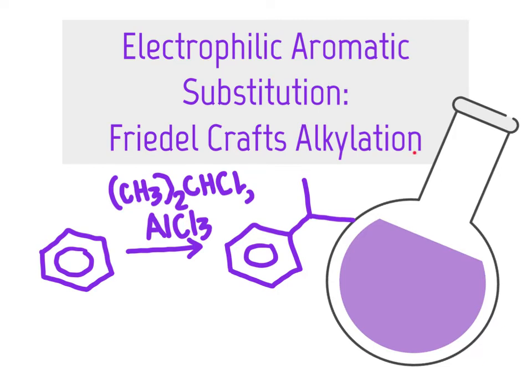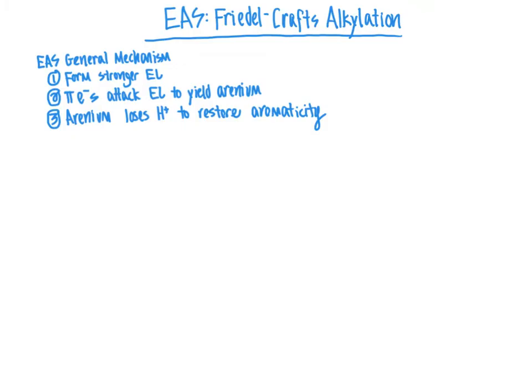So in the Friedel-Crafts alkylation reaction, as the name implies, what we are going to be doing is replacing one of the hydrogen atoms from the aromatic ring with an alkyl group that is going to be donated from an alkyl halide. The catalyst in this reaction, just like the catalyst in the Friedel-Crafts acylation reaction, is aluminum trichloride, AlCl3. So let's go ahead and take a closer look at this reaction.